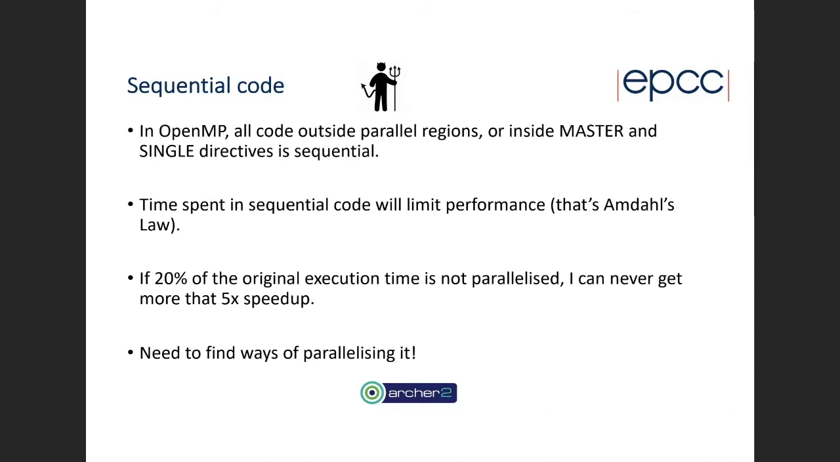Okay, so the first one is very straightforward, which is sequential code. In OpenMP, all the code that's outside parallel regions or is inside master or single directives is sequential code, and the time spent in sequential code will limit performance. That's just a simple Amdahl's law argument. For example, if 20% of my original sequential execution time is not parallelized with OpenMP, then I can never get more than 5 times speedup. If that's the problem, well, that's easy. You just haven't finished the job of parallelizing enough of the computationally intensive part of the program, and you need to find ways of parallelizing some of the rest.